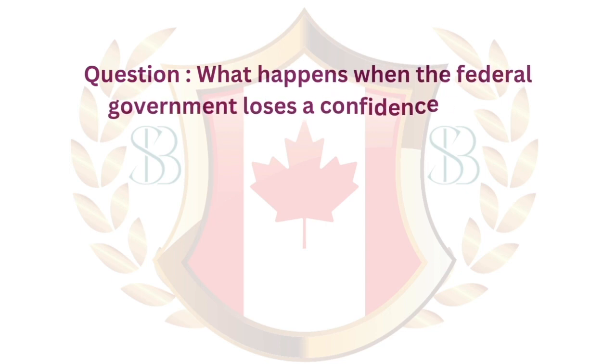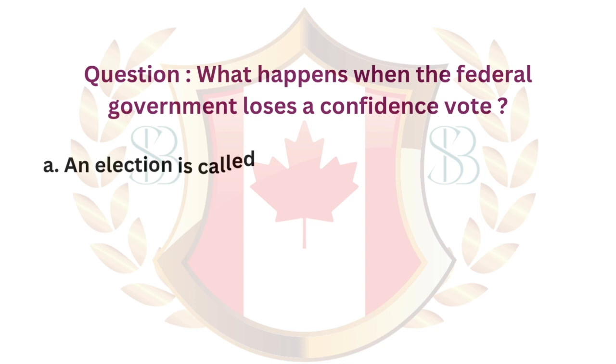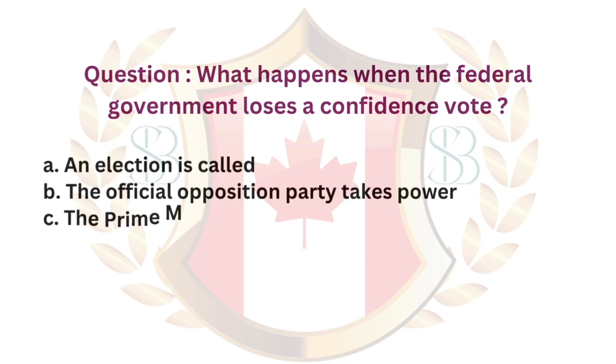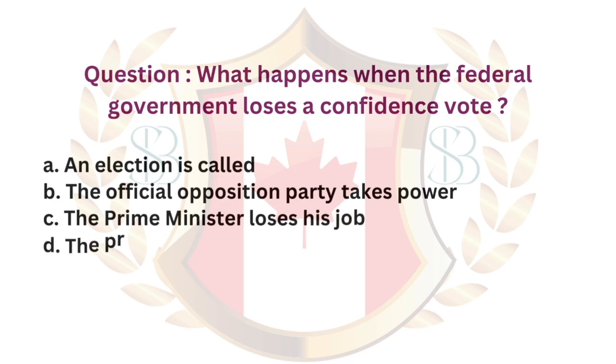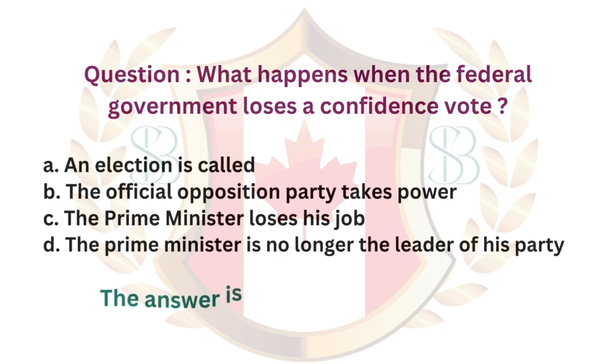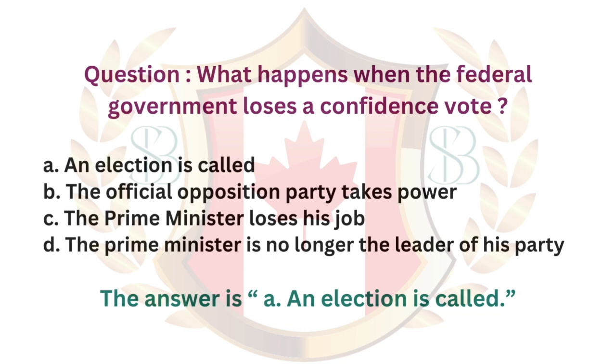Question. What happens when the federal government loses a confidence vote? A. An election is called. B. The official opposition party takes power. C. The Prime Minister loses his job. D. The Prime Minister is no longer the leader of his party. The answer is A. An election is called.